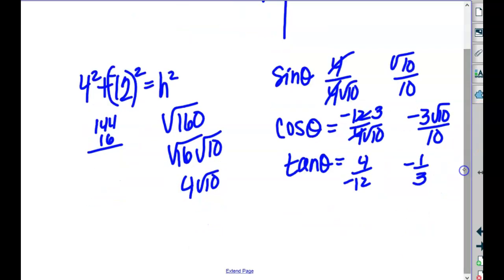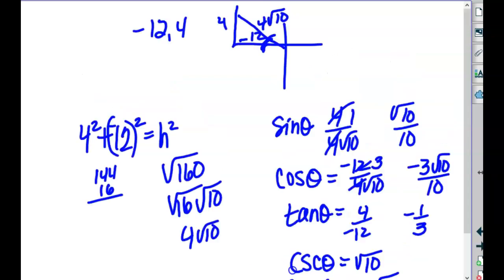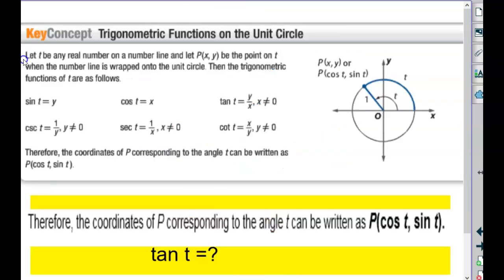What's the flip of sine? Which function? Cosecant. And the easiest place to flip it is right there. What's left? This was 1 over square root of 10, so it's square root of 10 over 1. Secant, flip this over, and we would have square root of 10 over 3, and it was negative. Cotangent would just be -3. All right, just a little more practice on that. Anybody have a question? Is there an angular linear velocity question on the homework anybody had, or anything like that? I'll stop the video.